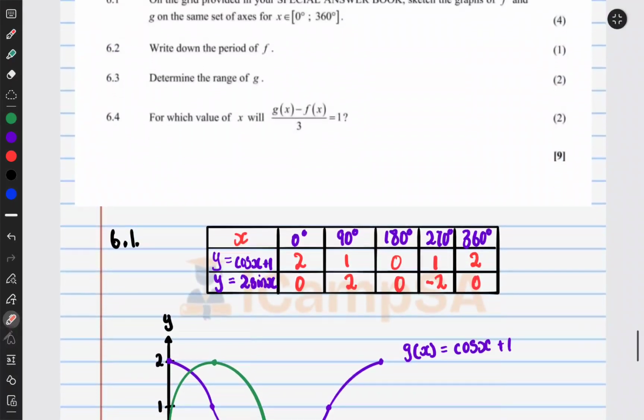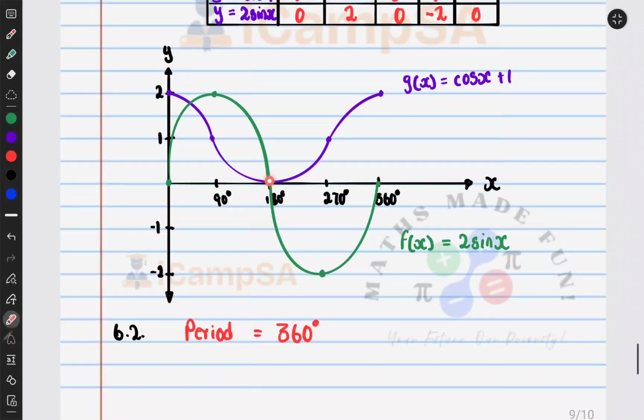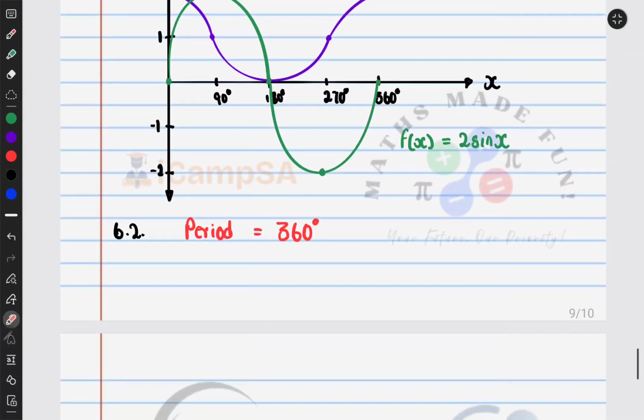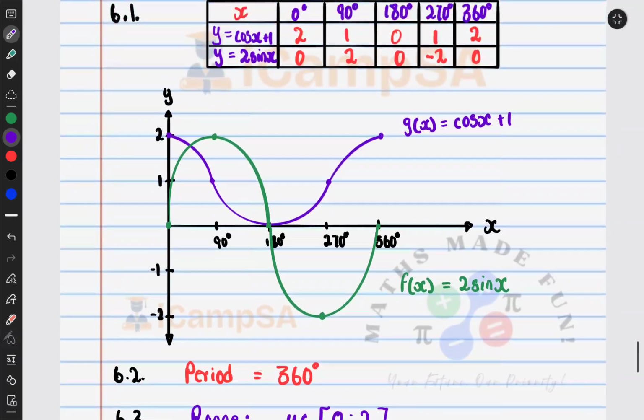And then next, for 6.3, the range of g, this g function. You can see that the minimum value is 0 here, and the maximum value is 2. So the function only exists between those two values. This is our 6.3, the range of g: y is an element from 0, square bracket because 0 is included, to 2. That is the range of g.